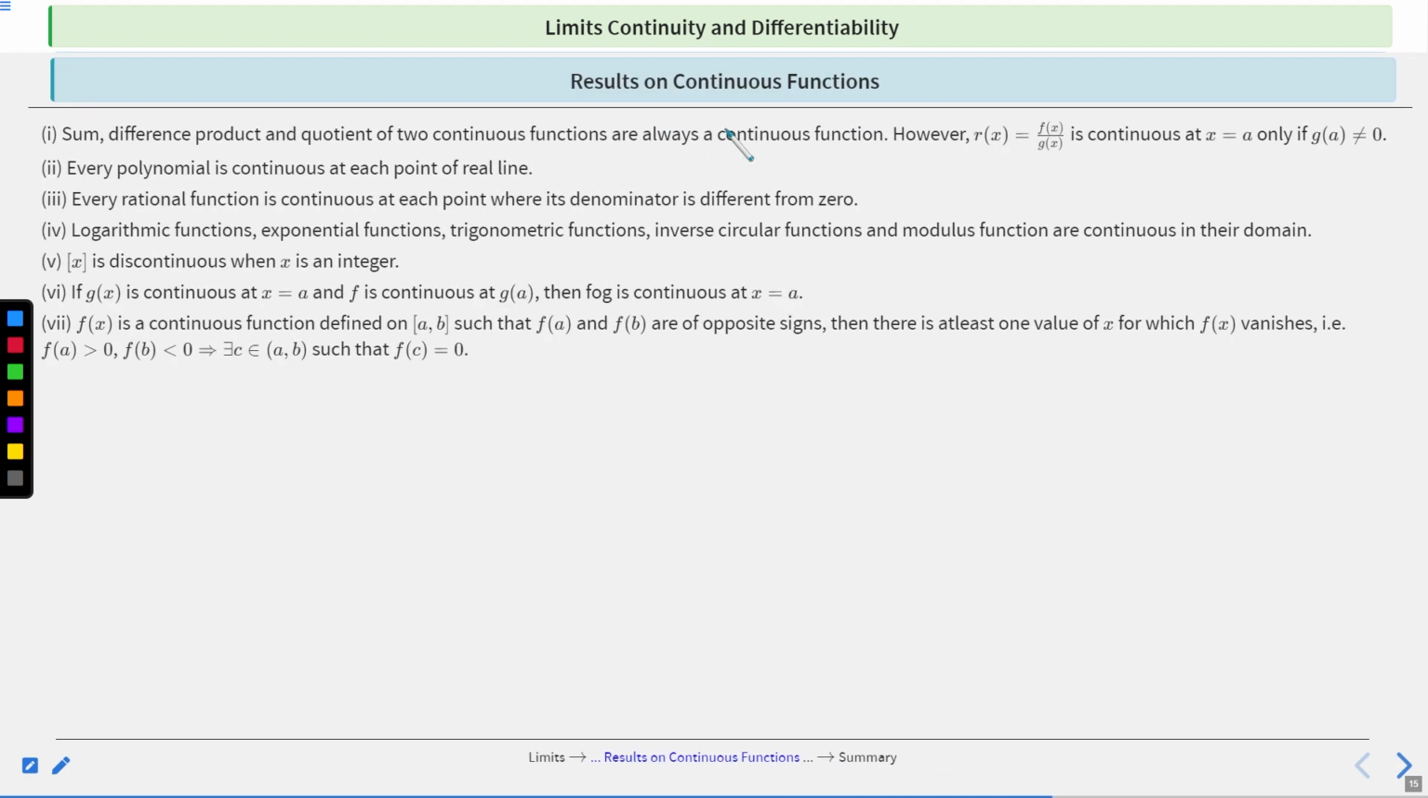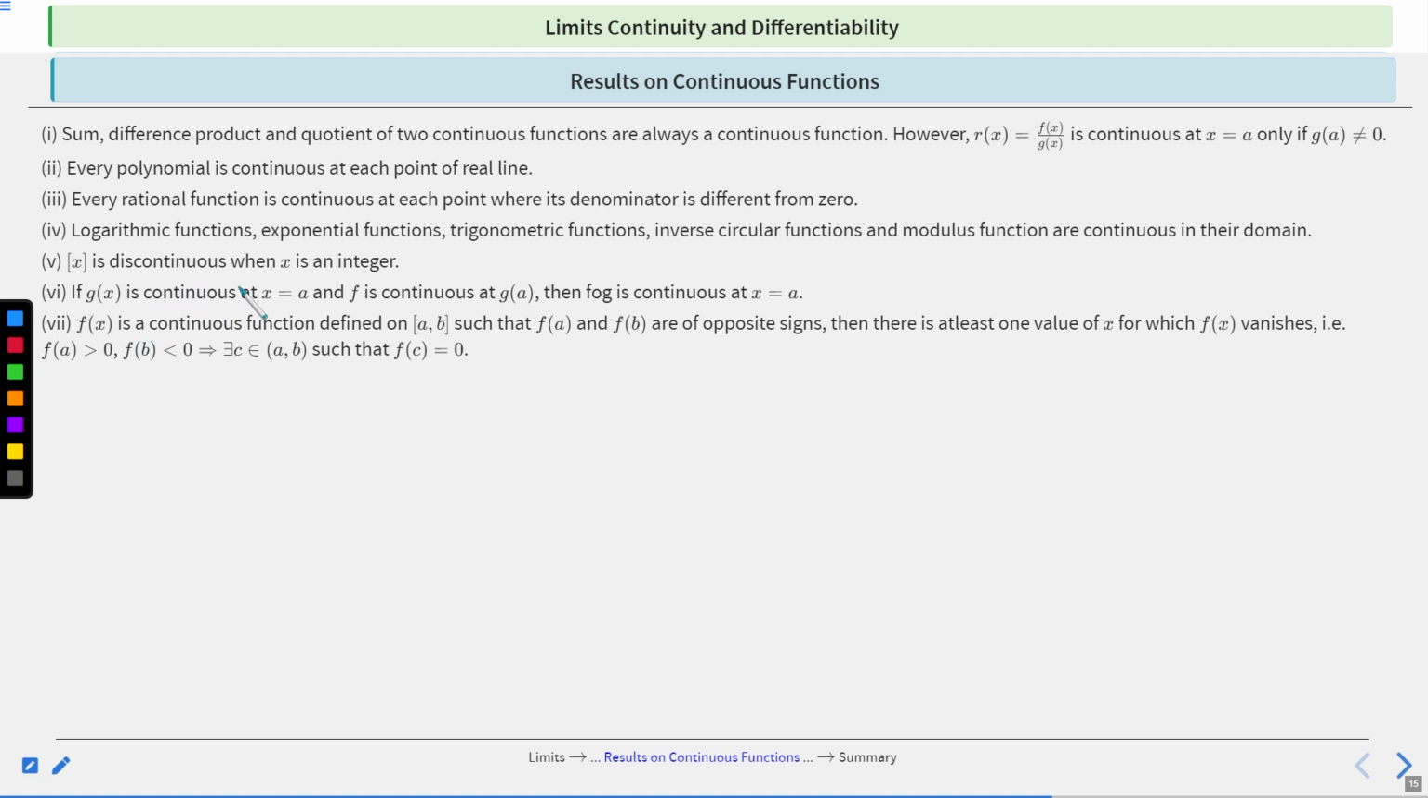Next, the sum, difference, product and quotient of two continuous functions are always continuous functions. However, R(x) = f(x)/g(x) is continuous at x = a only if g(a) is not equal to 0. Every polynomial is continuous at each point of the real line. Next, every rational function is continuous at each point where the denominator is different from 0, right? Next, logarithmic functions, exponential functions, trigonometric functions, inverse circular functions, and modulus functions are continuous in their domain, right? The greatest integer function is discontinuous where x is an integer, right?